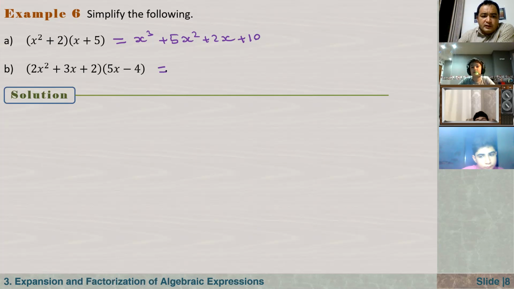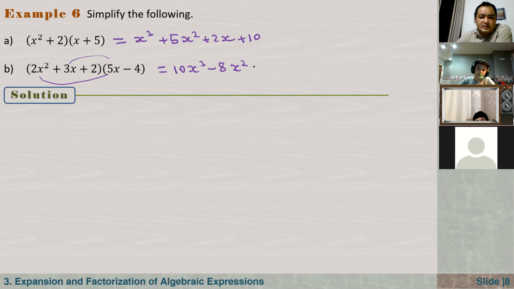How about the second one? Okay, I should multiply 2x squared, 3x and 2 by 5x and negative 4. So 2x squared times 5x, that is 10x cubed. 2x squared times minus 4, minus 8x squared. 3x times 5x, that is 15x squared. 3x times negative 4, negative 12x. 2 times 5x is plus 10x, right? And 2 times negative 4, that is negative 8.